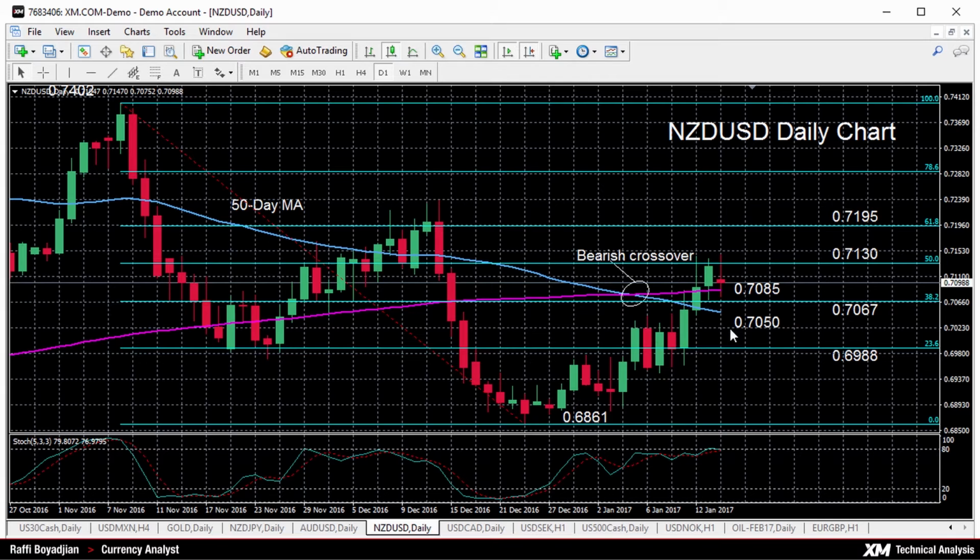On the upside, the 50% Fibonacci level at 0.7130 has been acting as resistance during the past 3 trading days. A clear break above this level is therefore needed to sustain the current 2.5-week uptrend. The next resistance to watch above that is the 61.8% Fibonacci level at 0.7195.